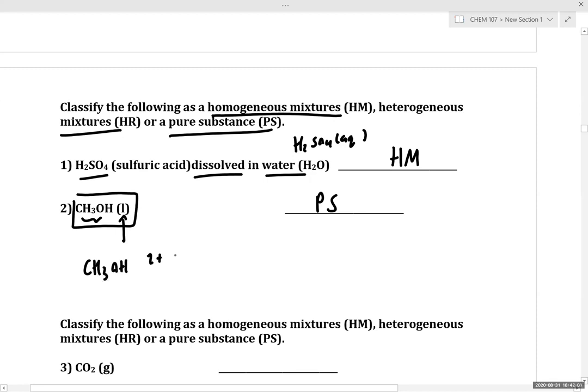The next example, we have CH3OH liquid, so we see that we have two or more different elements. We don't have any indication that we're dealing with a solution or a mixture. This is in fact a pure substance. So this is a compound and it's a pure substance. Compounds, by definition, are pure substances.